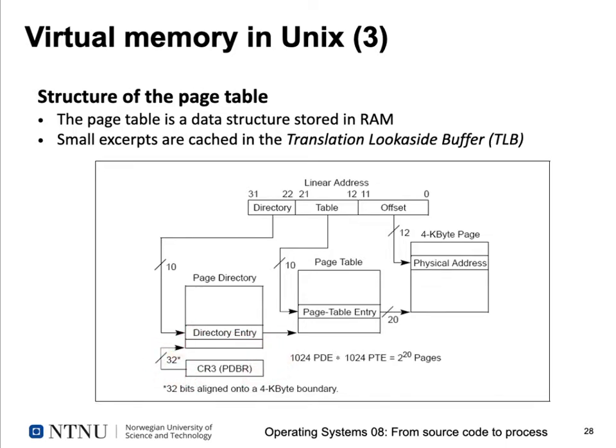On x86 CPUs, this is called CR3, so control register 3. It is also called PDBR, so Intel likes to have stupid acronyms. PDBR is just the page directory base register. It contains the 32-bit address of the page directory, but it has to be aligned to a 4 kilobyte boundary in order to make it easier for the CPU to access the page directory.